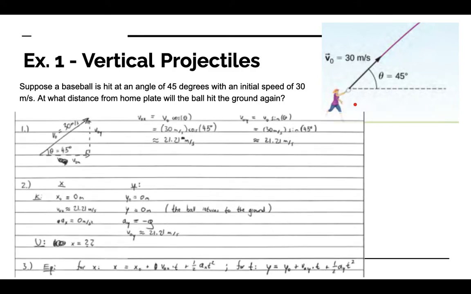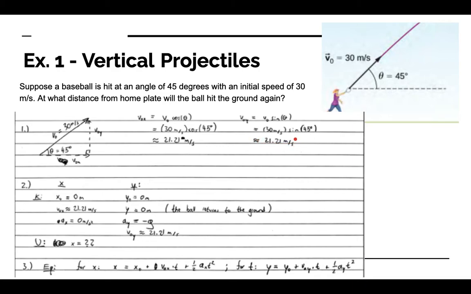So the first thing we're going to do is determine our horizontal and vertical initial velocities. We know our initial velocity overall is 30 meters per second. So v naught x is going to be equal to v naught times cosine of theta, or 30 meters per second times cosine of 45 degrees, 21.21 meters per second. Likewise, our initial vertical velocity is our overall velocity times the sine of theta, so we have 30 meters per second times the sine of 45 degrees, which equals 21.21 meters per second.